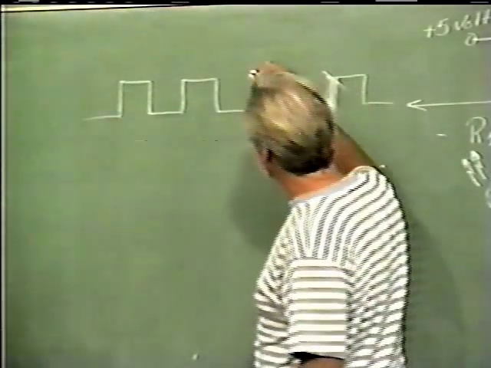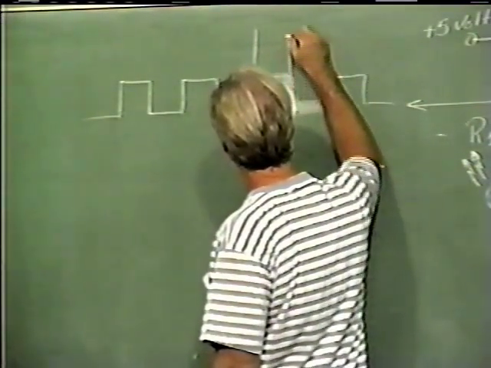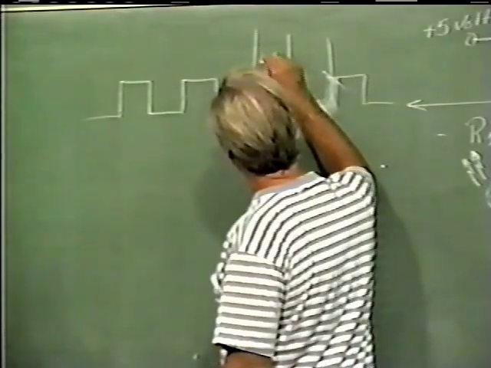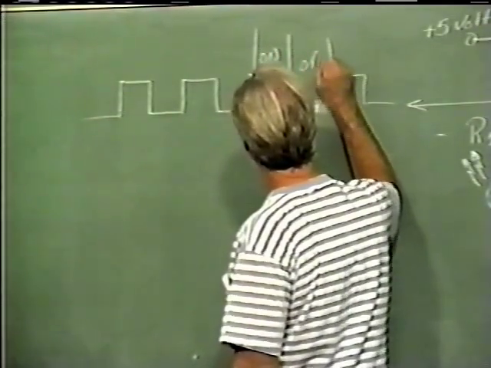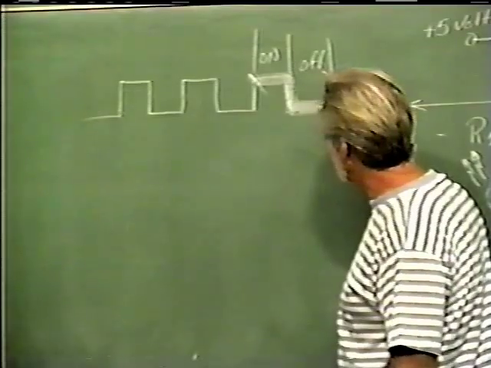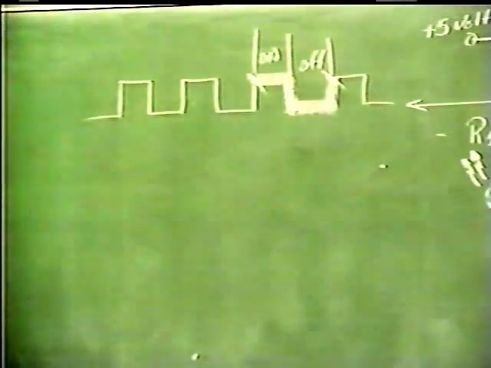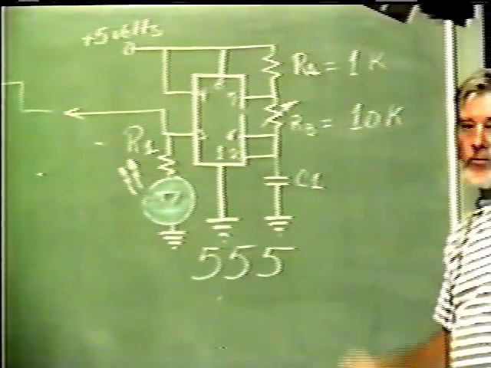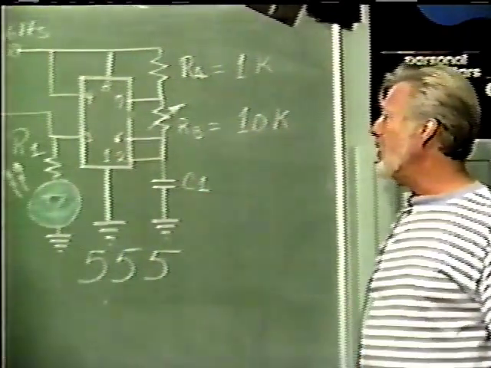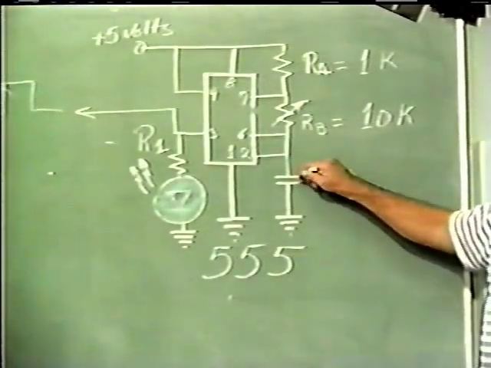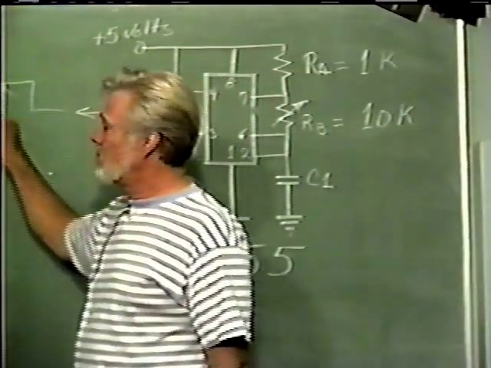Out of this pulse, we have an on time and an off time. So when it goes negative, it's off, and when it goes positive, it's on. In this circuit, I have RB here, resistor B, and capacitor 1. And that's what's controlling this pulse.